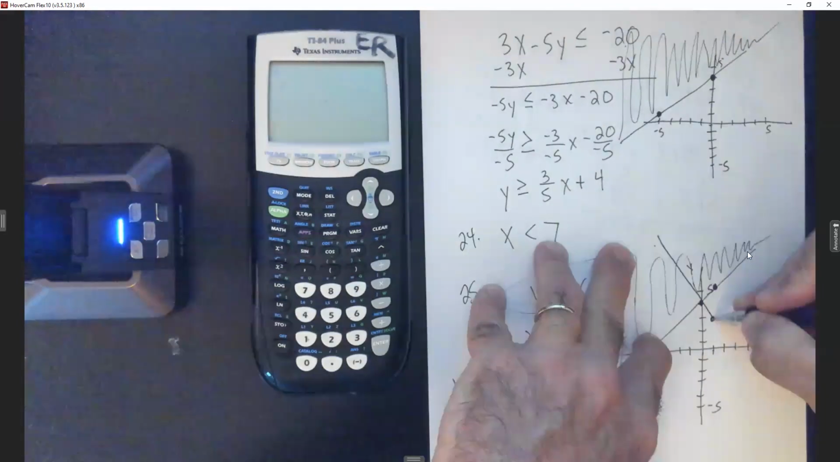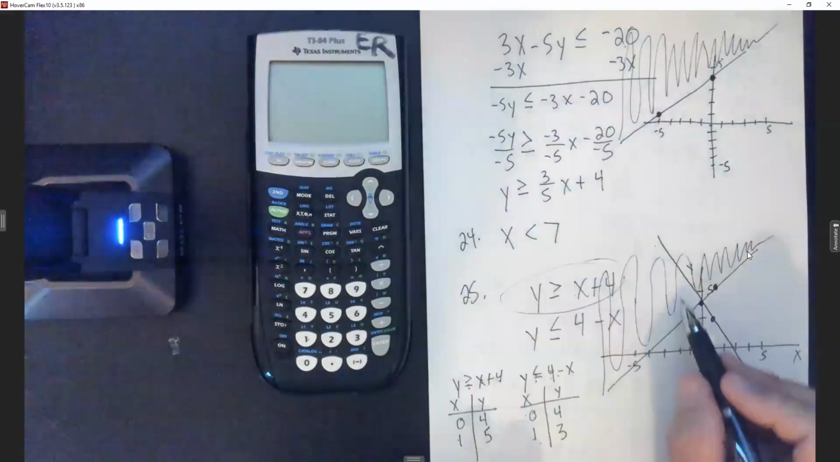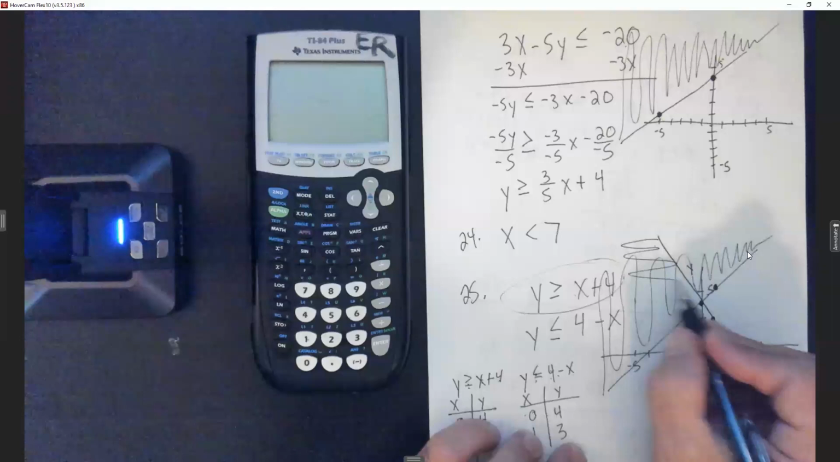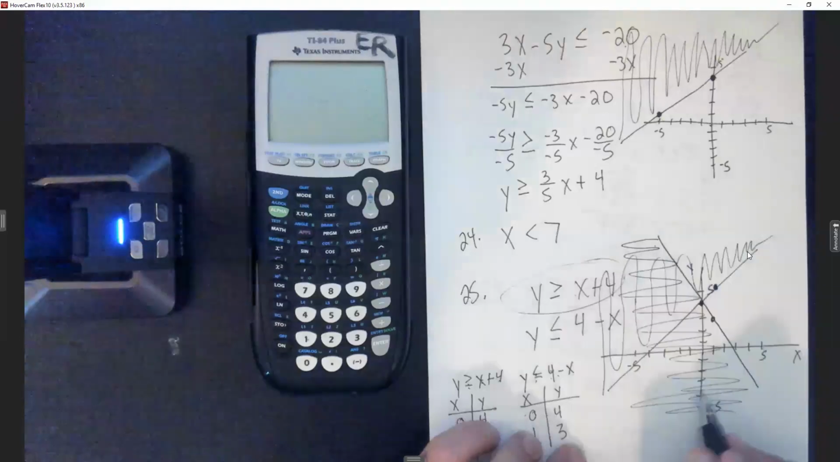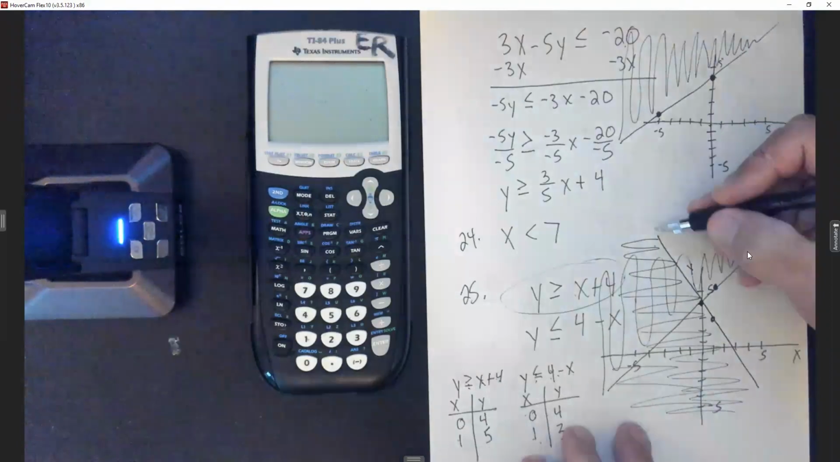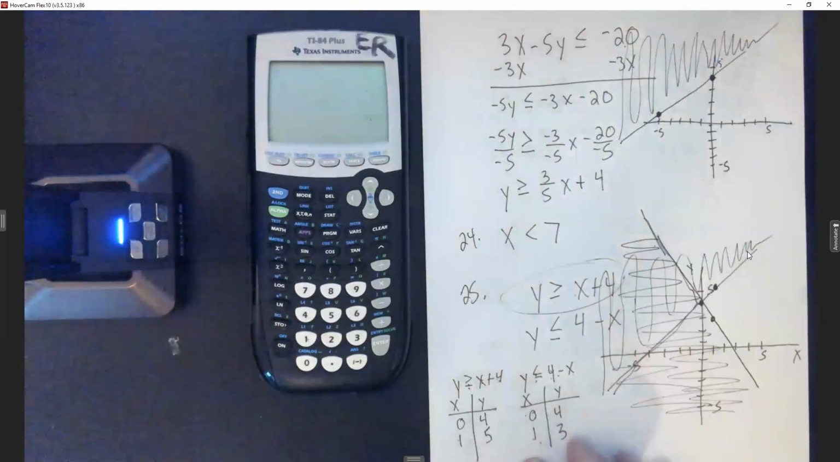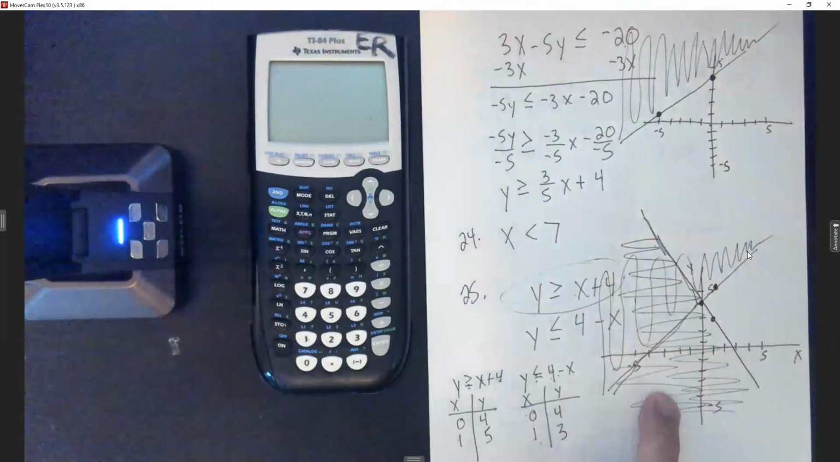It's less than, so it shades below the line, so I would shade below that line. If you notice, the double shaded area is going to be this area from here to here, where I've got it shaded both ways. Now, watch this. Oh no, let's do this one on the calculator real quick.